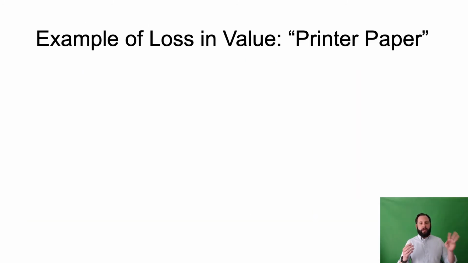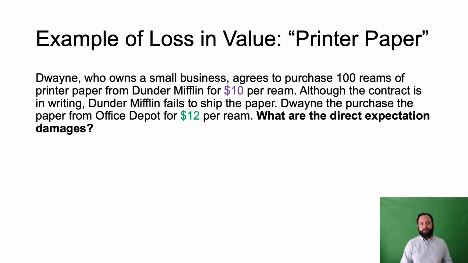Let's take a look at 3 examples, and hopefully that'll help you see how calculating direct expectation damages works in practice. First example, very simple. I call this one the printer paper. Dwayne owns a small business and he agrees to purchase 100 reams of printer paper from Dunder Mifflin for $10 per ream, which would be $1,000 total.